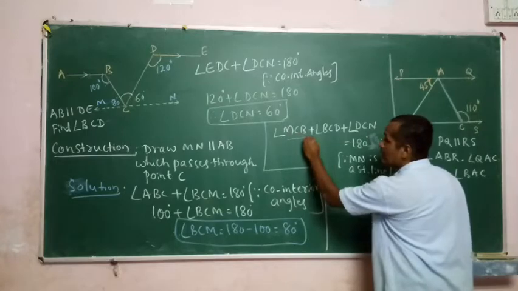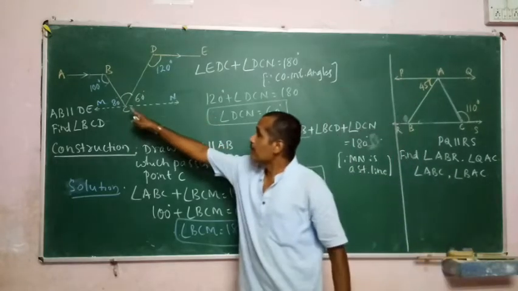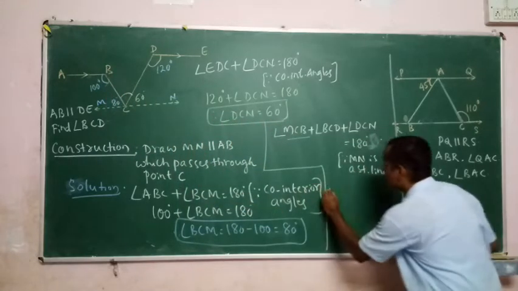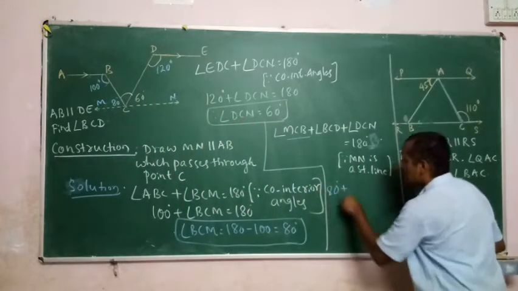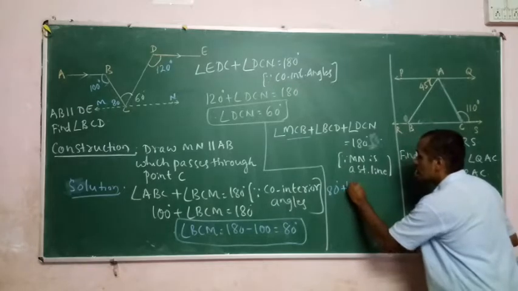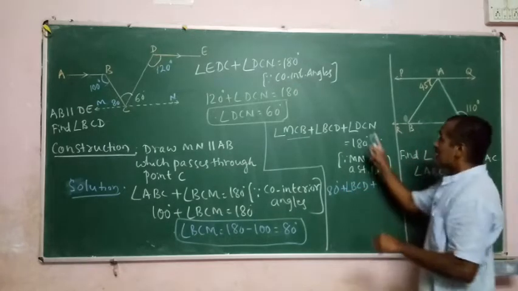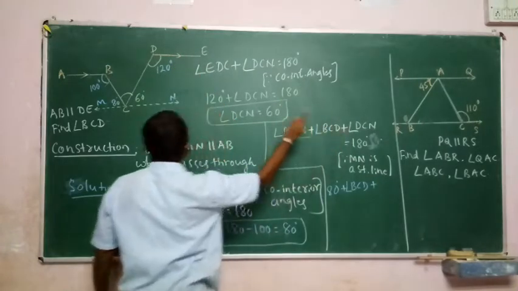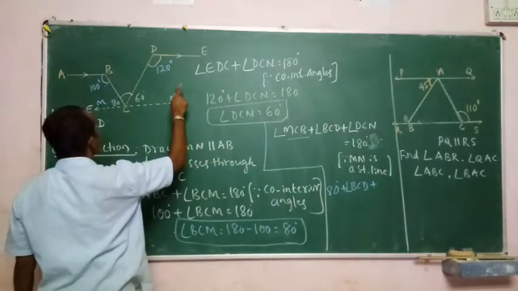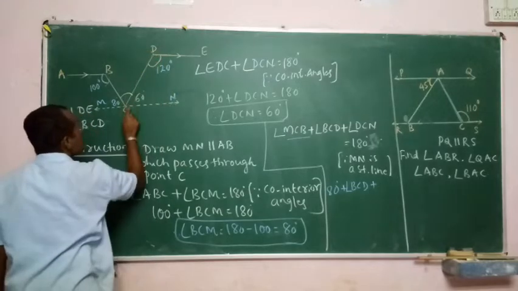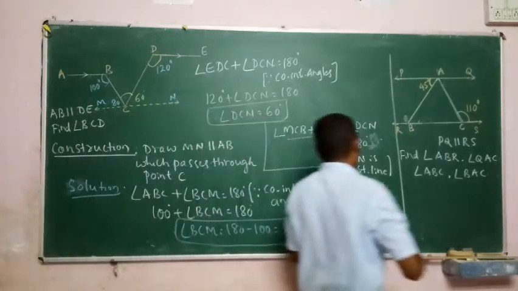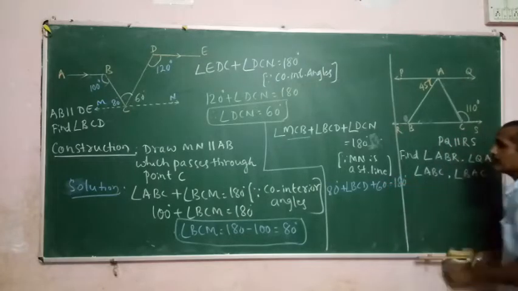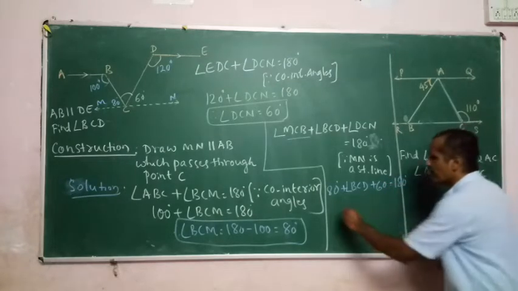MCB, how much? MCB is 80 degrees. I will write here 80 plus BCD, which is not known, plus DCN. What is DCN? DCN is 60 degrees, equals 180. Adding these two, we get 140.